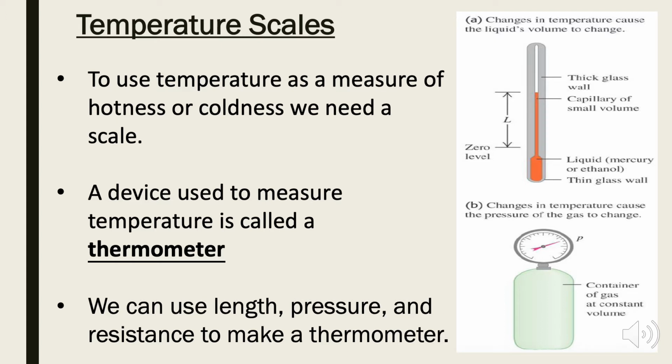As you guys know, we have different temperature scales. To use temperature as a measure of hotness or coldness, we need a scale. A device used to measure the temperature is called a thermometer. And we can use length, pressure, and resistance to make a thermometer. I'm not going to go through the science of how a thermometer works, but if you're in Physics 1 next year, maybe I'll explain it to you then.